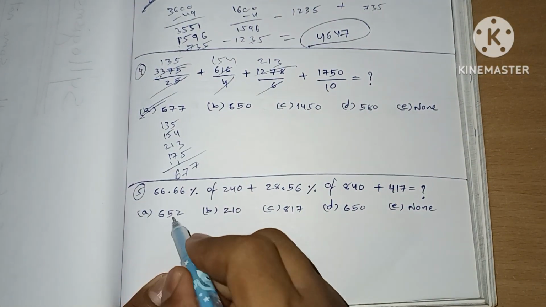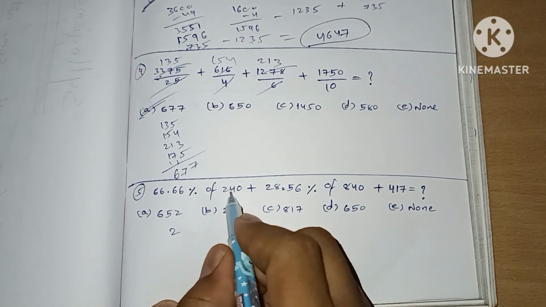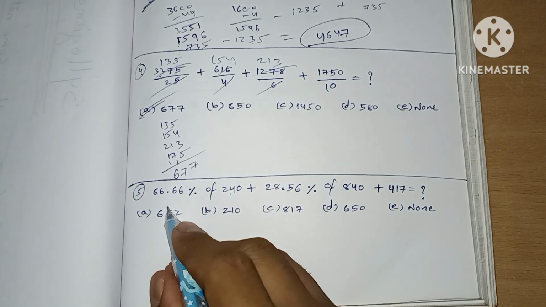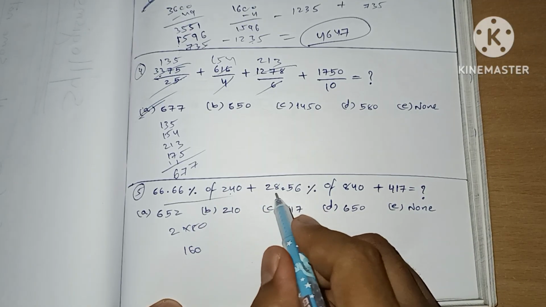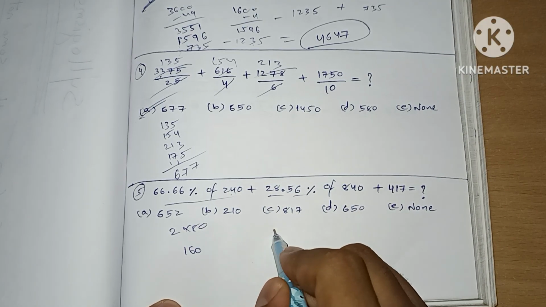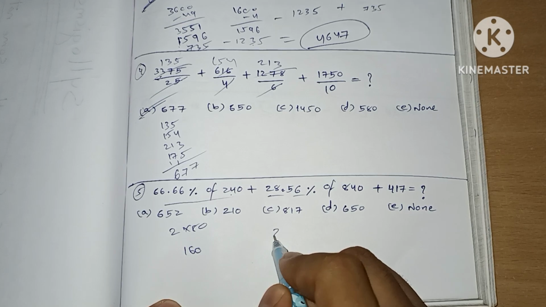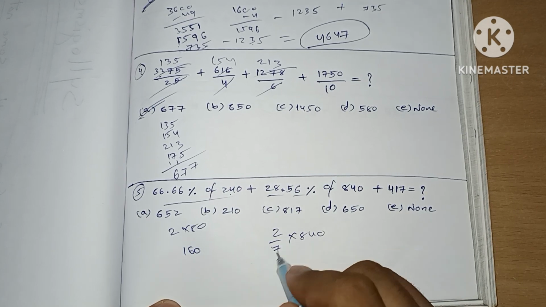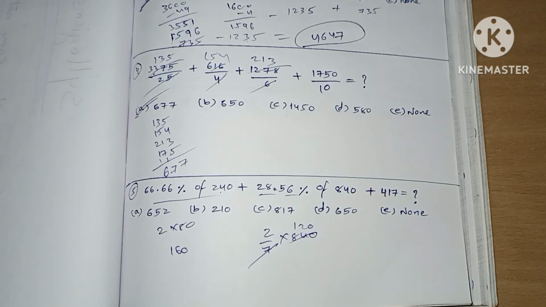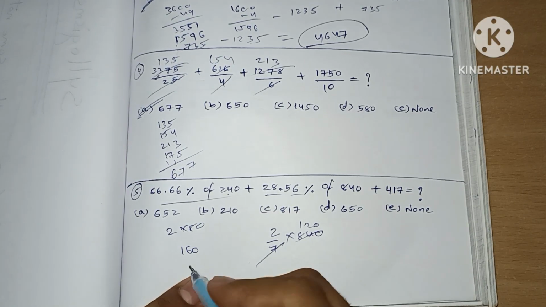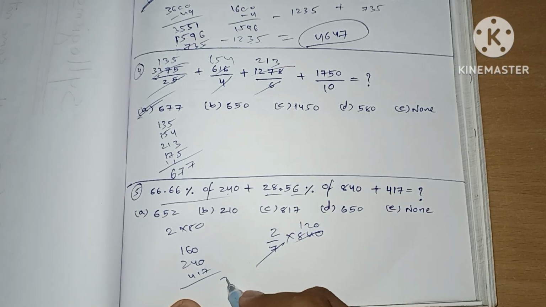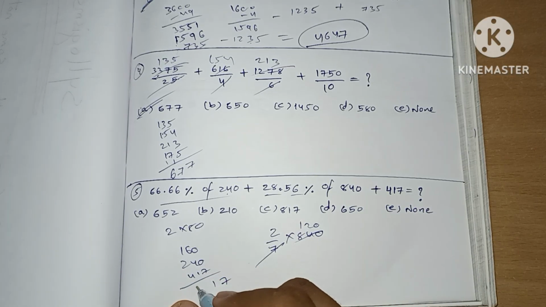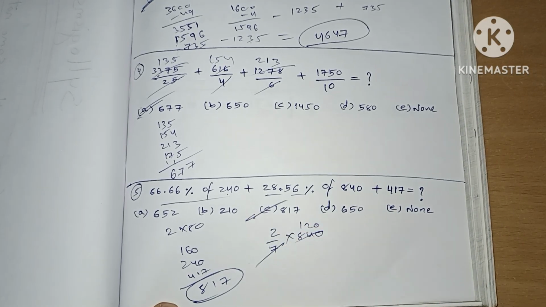Next one is, here it is 2/3 divided by 3, 3 into 240 will be divided by 3 into 240, which means 80, which will be we get 160 from this one. This is 14 to 14.28 percentage. So 2 by 7 into 840, so it will be 120 times 120 times, so we get 240. This will be 417, so we get 7 10 11. This will be 6 plus 1 6 plus 2 8 817 is our answer. Option C is our answer.